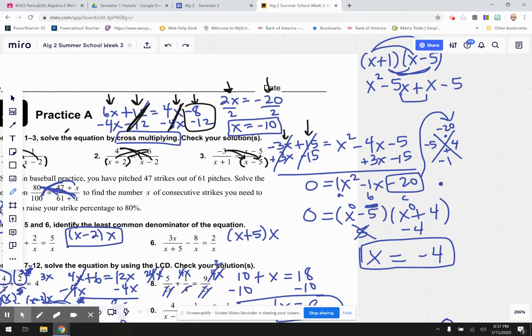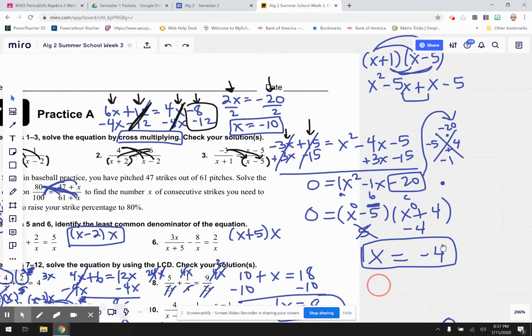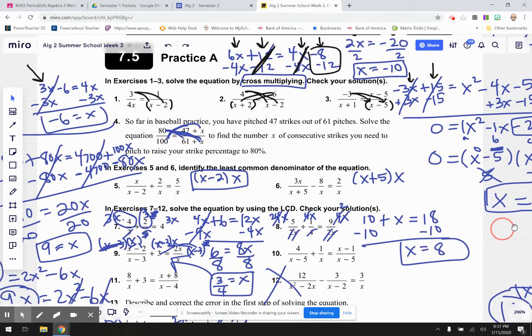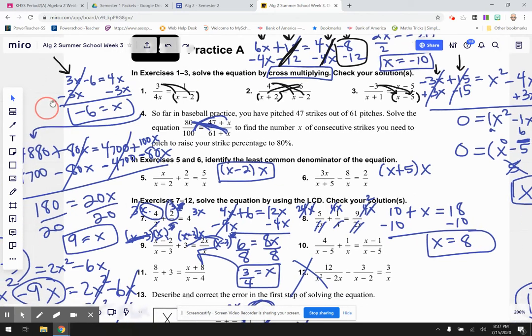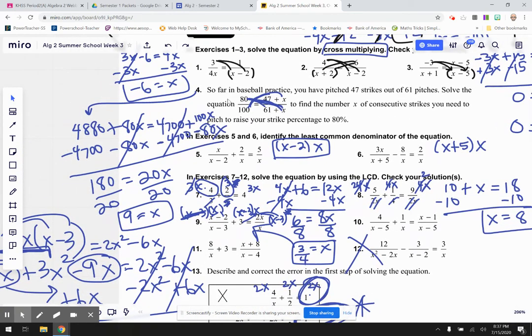So that was a little more challenging because it had the FOIL in it and it was a quadratic. Number 4 is right over here. It's asking that so far a pitcher has pitched 47 strikes out of their 61 pitches, but they want to be at 80%. So how many more strikes in a row do they have to get to increase it to 80%? We're just going to cross multiply.